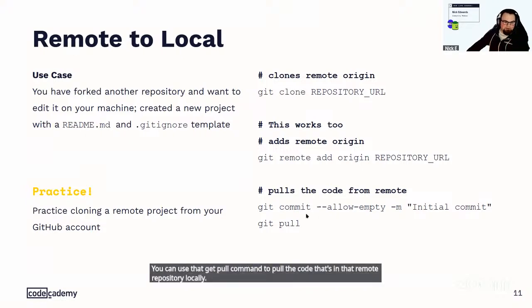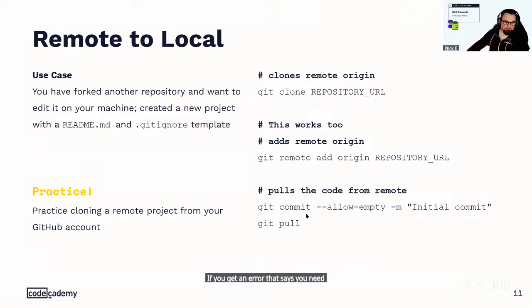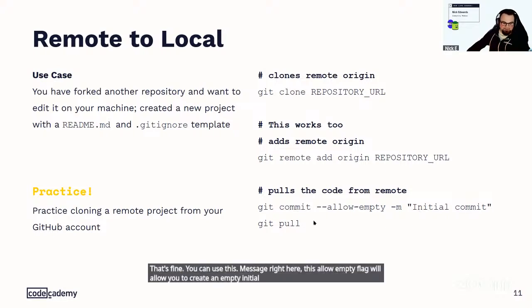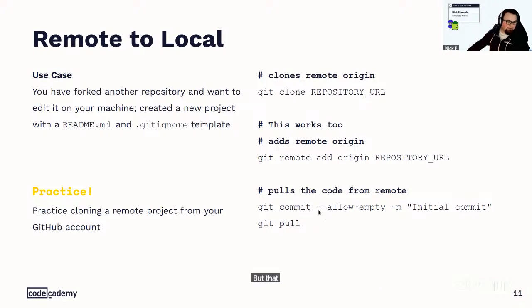If you get an error that says you need some kind of commit in order to do so, that's fine. You can use this message right here. This allow empty flag will allow you to create an empty initial commit. I wouldn't recommend taking this path because you're adding an unnecessary commit to the timeline. But that's one path that you could take if you wanted to.